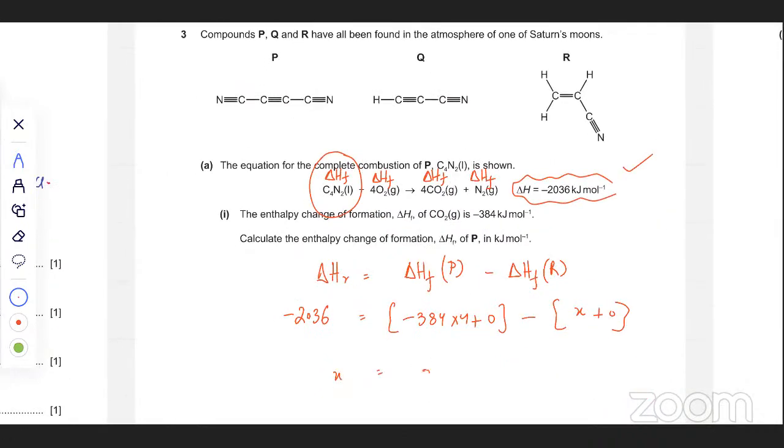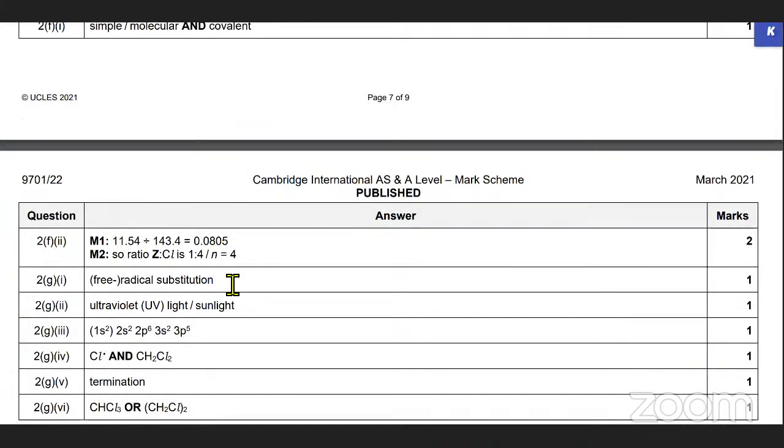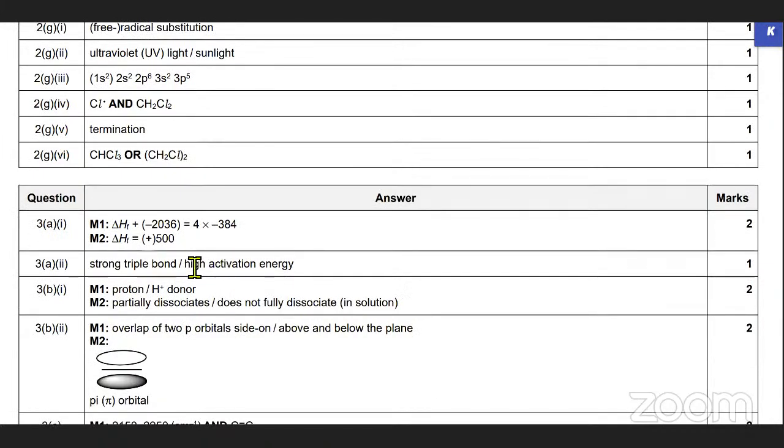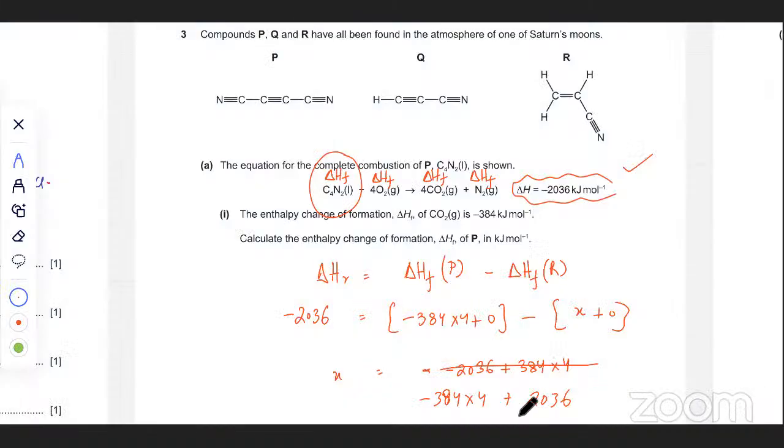So it's going to be -2036, and it's going to be +384 times 4. And, well, just a second, I've kind of messed up. Not this one. You bring X to the other side, it's going to be -384 times 4 +2036. So I'm hoping that's the right one. And without using a calculator, that will give me the value of X. So without any calculation, I'm just going to check the mark scheme to confirm the expression, which is going to be this one, 4 times -384, and you +2036. So are we getting the same expression? We are getting the same expression.